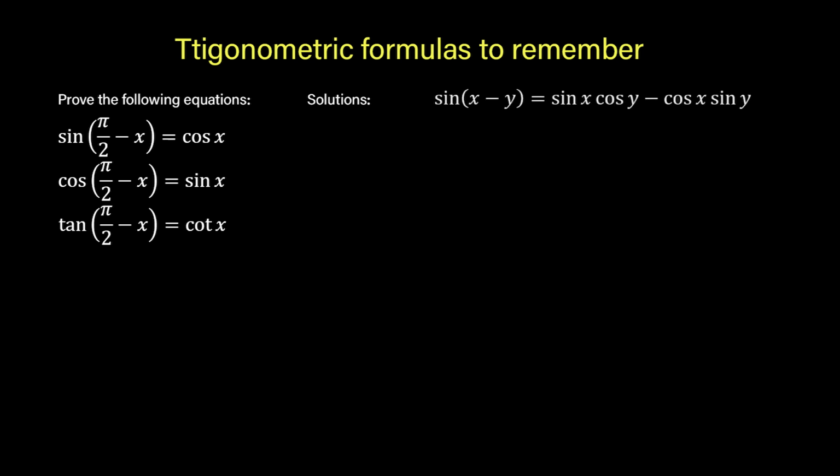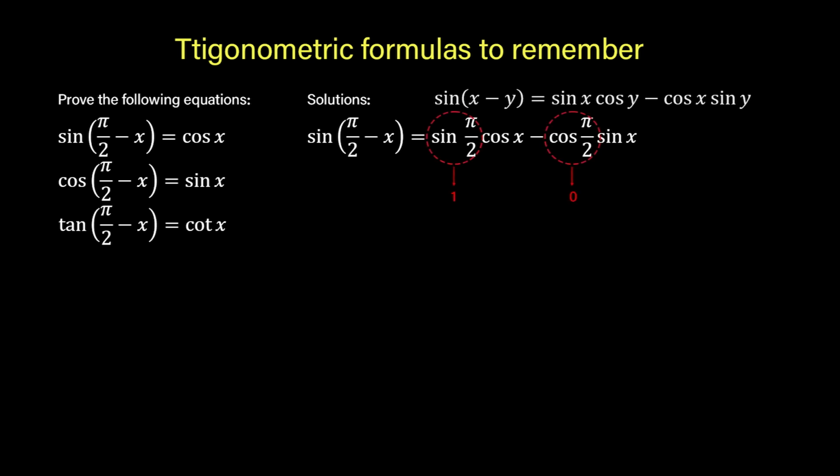The formula for the sine of x minus y is sine of x cosine of y, minus cosine of x sine of y. Use this formula for the sine of pi divided by 2 minus x. The sine of pi divided by 2 is 1, and the cosine of pi divided by 2 is 0. Therefore, the right side is equal to the cosine of x.